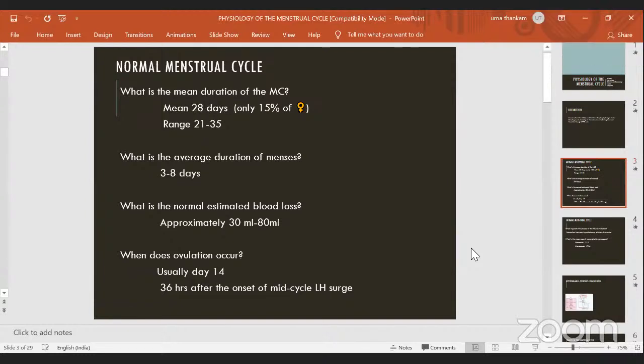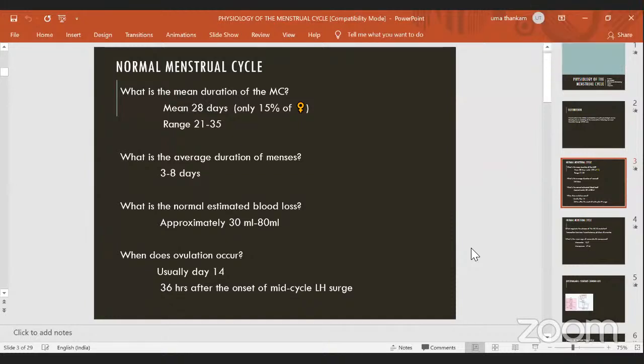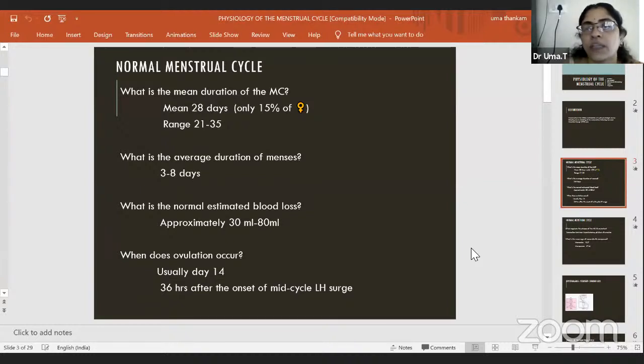And the average duration of the flow would be somewhere around 3 to 8 days. So why should you know all these things? Anything beyond this, the woman may come to you presenting as an abnormality. So you should be able to convince them. You should first know whether it is normal or abnormal. Only then will you be able to tell them. And the average estimated blood flow is about 30 to 80 ml. On an average, a woman would bleed anywhere between 35 to 50 ml. Anything more than that is heavy, and anything less than that is hypo.